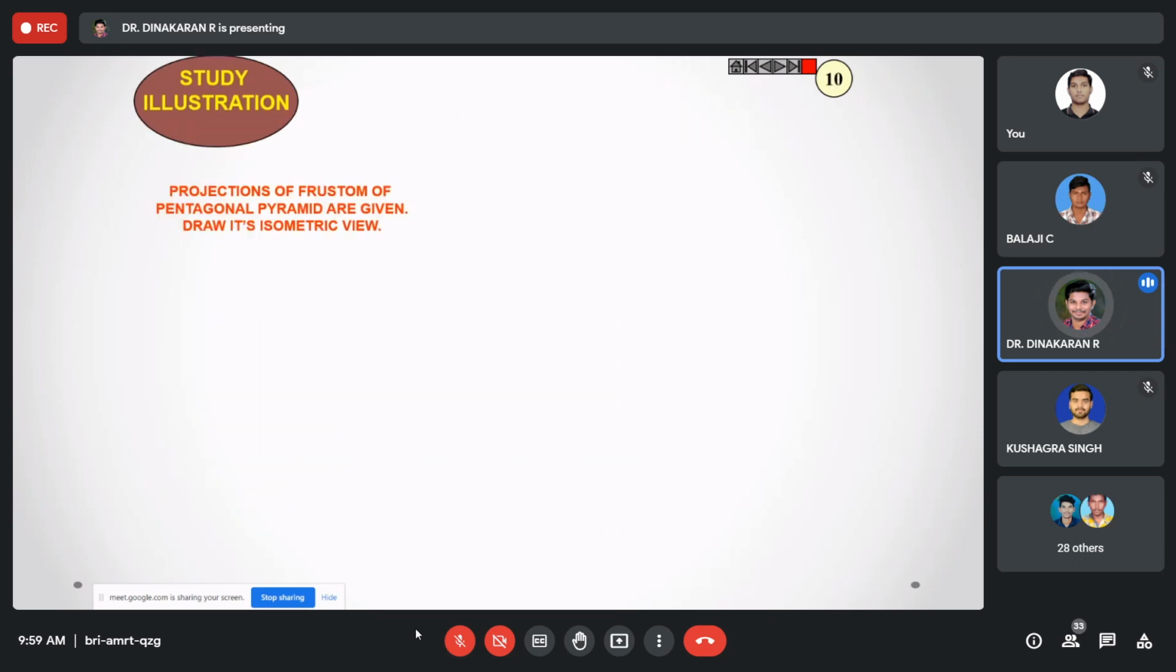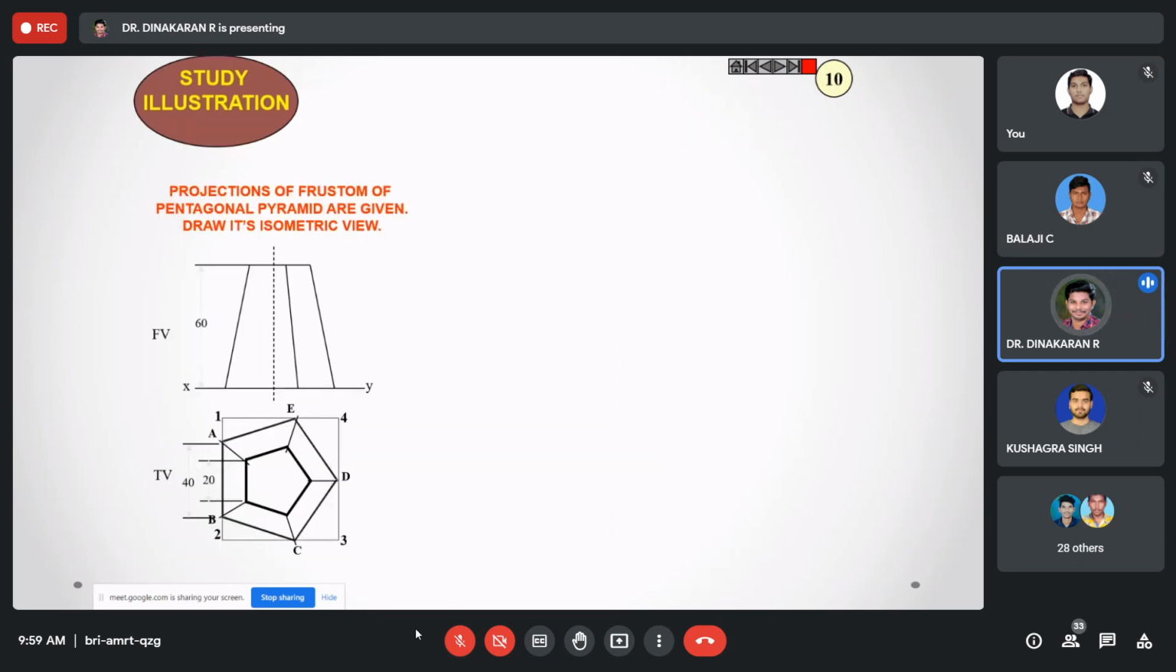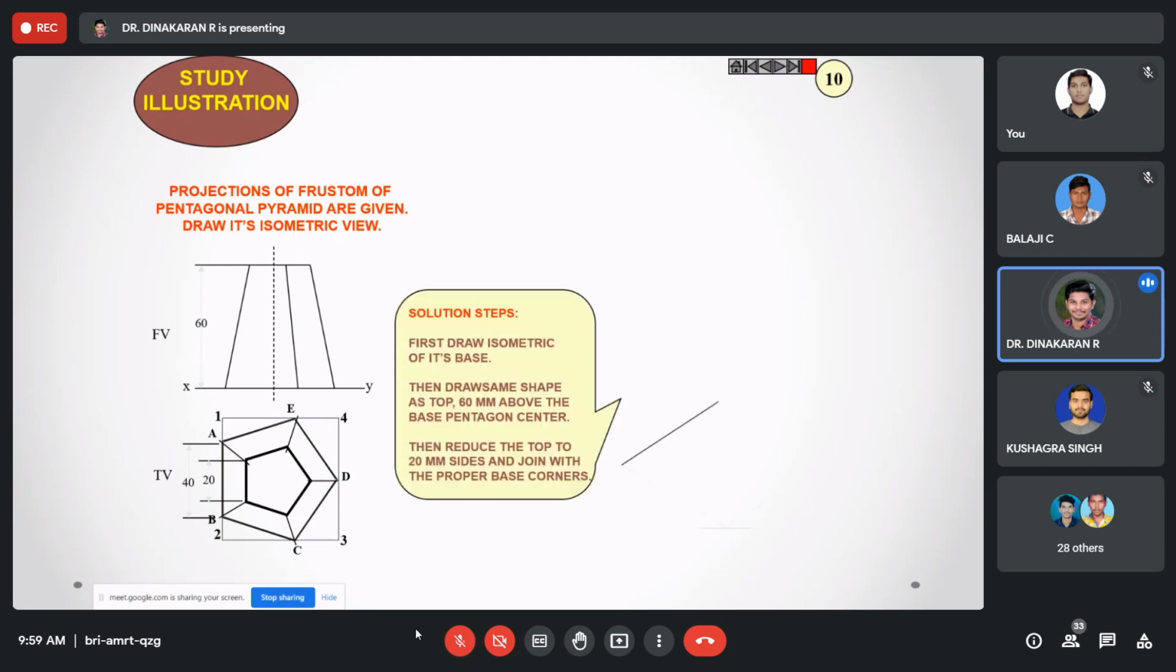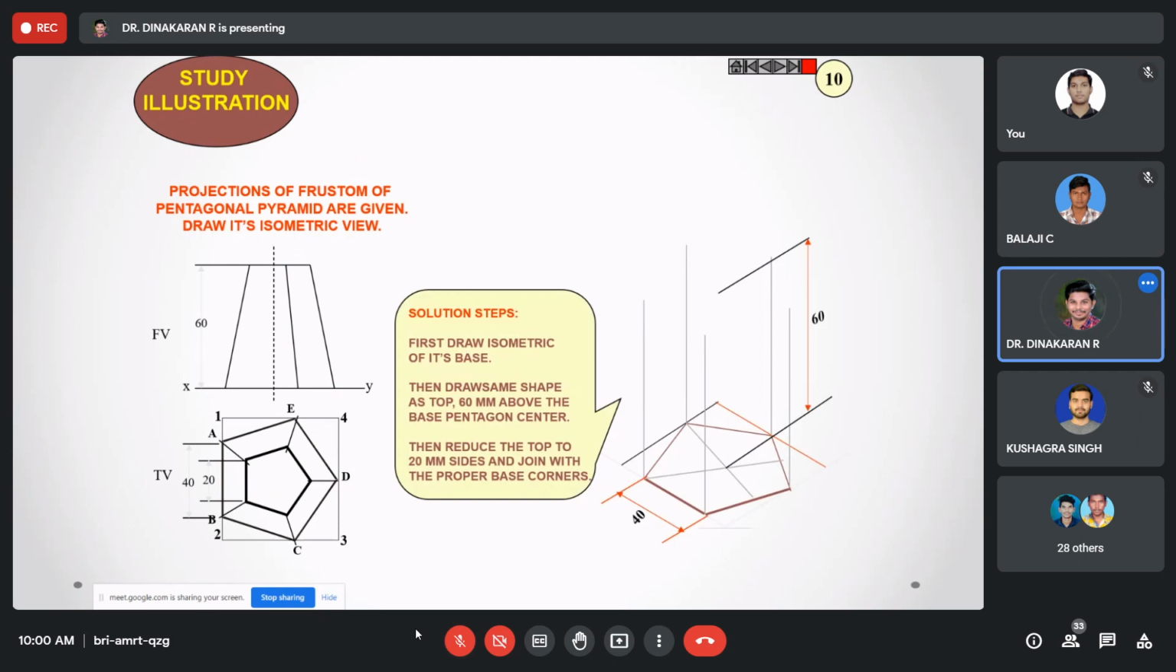We'll go for one problem. The pentagon is also a projection of a prism only. First we need to draw a base. Height is 60 mm.